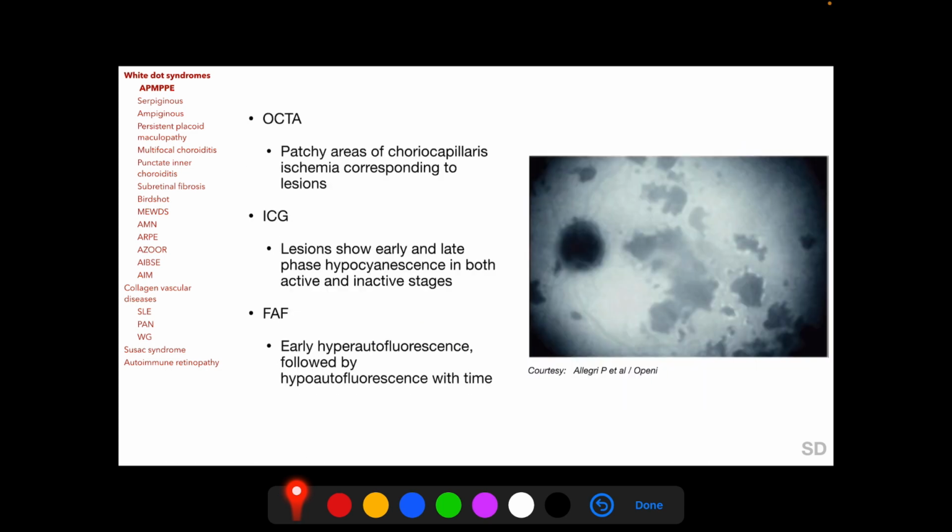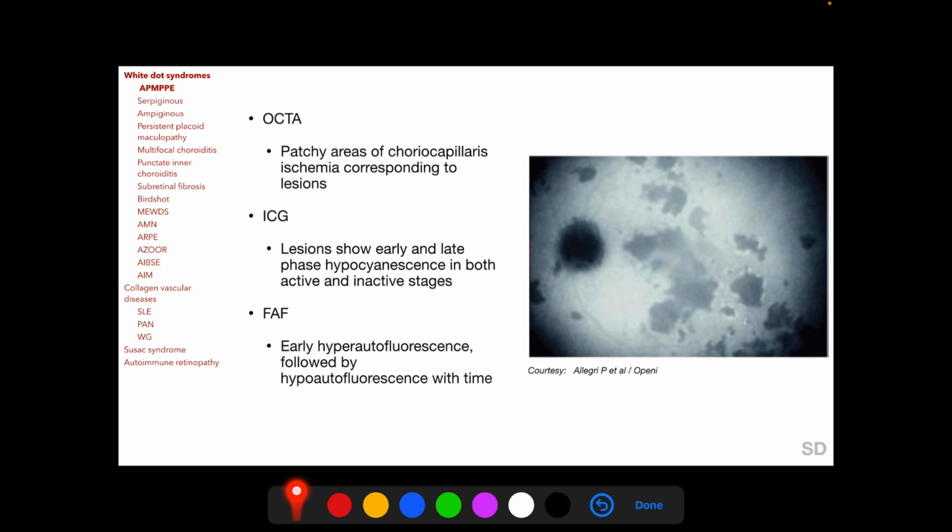Optical coherence tomographic angiography shows patchy areas of choriocapillaris ischemia corresponding to the visible lesions. And on ICG, the lesions show early and late phase hypocyanescence in both the active and inactive stages of the disease. So in this talk, phase refers to the early and late phase of the angiogram study, and stage refers to the course of the disease.